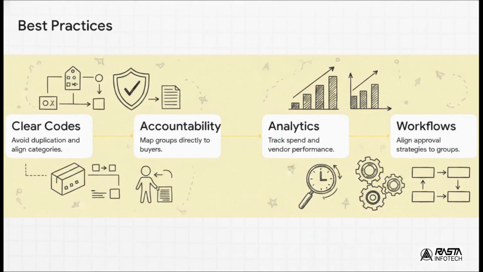So the crucial point here is following these best practices highlighted by Rasta Infotech's SAP procurement expertise. Step 1, define clear codes to ensure you have that category alignment. Step 2, assign responsibility. You need to map these groups directly to buyers for strict accountability. Step 3, leverage analytics. Use these exact purchasing groups for spend analysis and tracking vendor performance. And finally, Step 4, integrate with workflows. Just ensure your approval strategies perfectly align with the actual responsibilities of the groups you've just created.